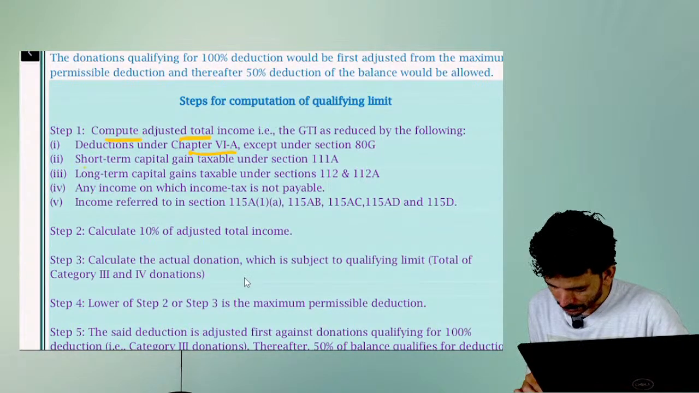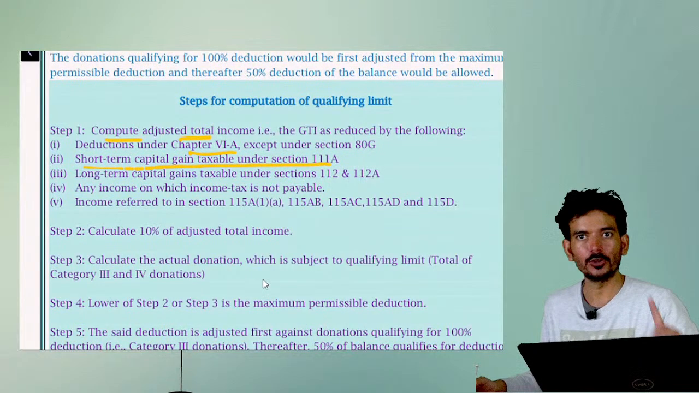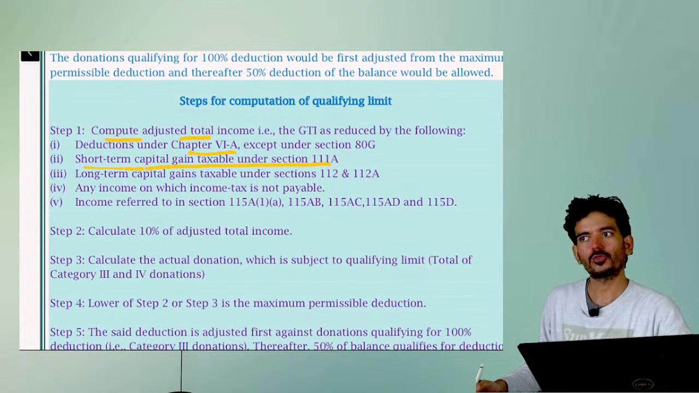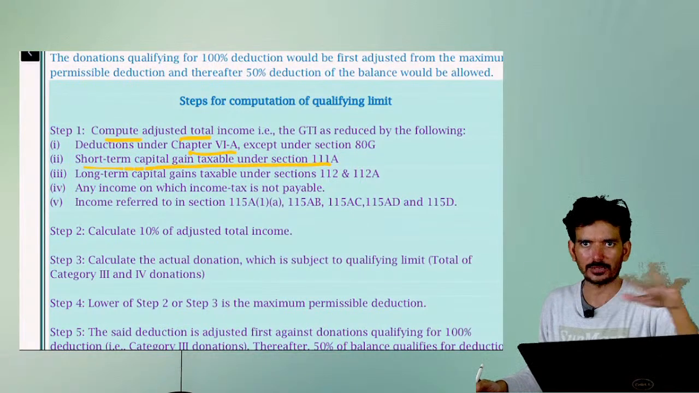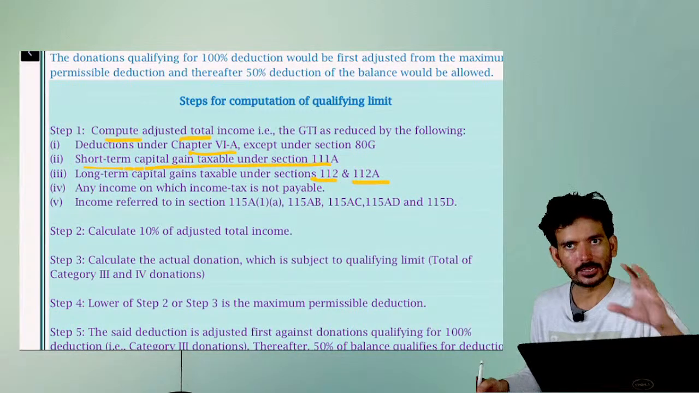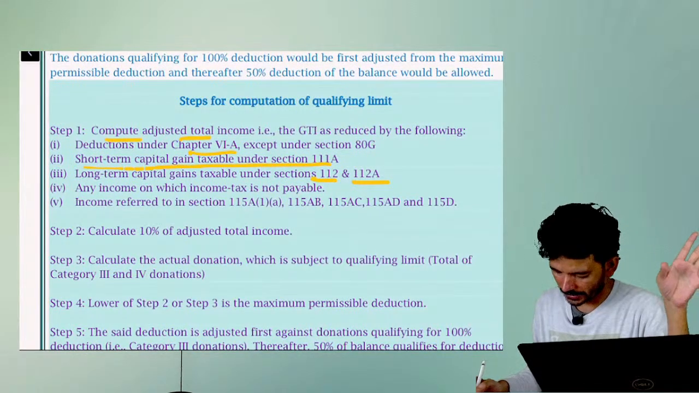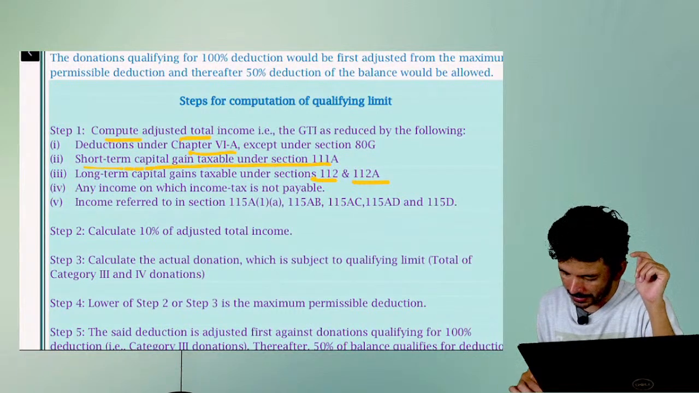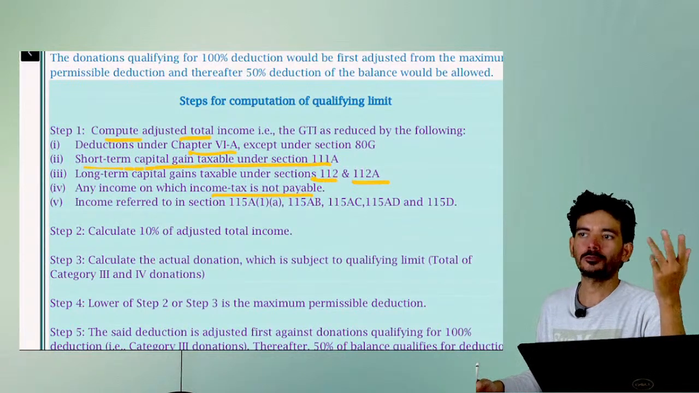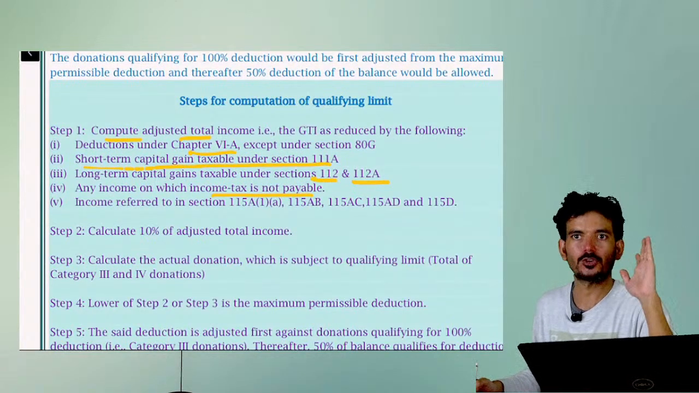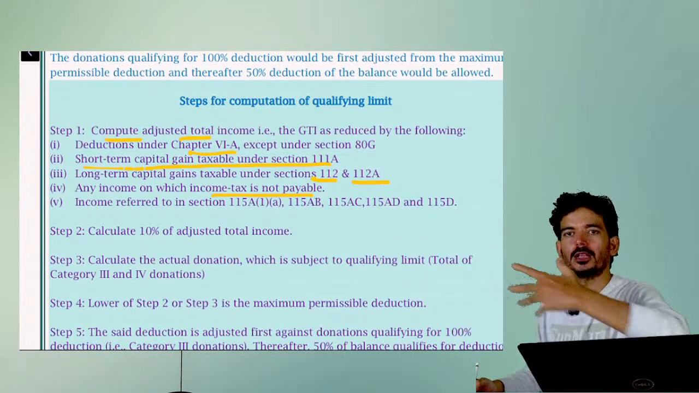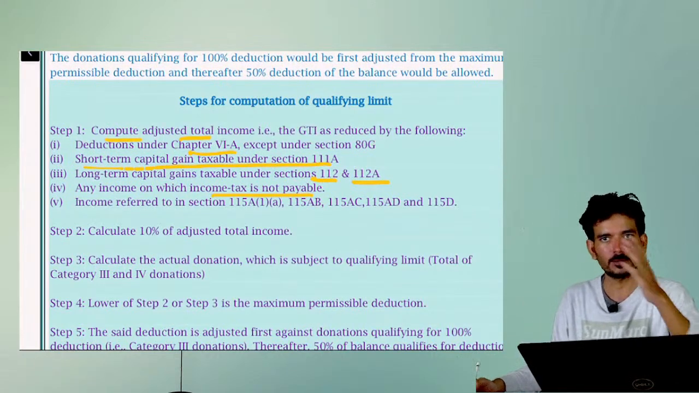Short-term capital gain taxable under section 111A. You remember trading in securities may give short-term capital gain. That also you remove, that will be taxed separately, 15% say. Long-term capital gain 112 and 112A, that is also a specified rate, that is also removed from your gross total income. And any income on which tax is not payable, like assume you have some agricultural income on which tax is not payable, or any amount that you are receiving on the death of a person, it is not taxable. Like that, if you have any income which is not taxable, you remove that.